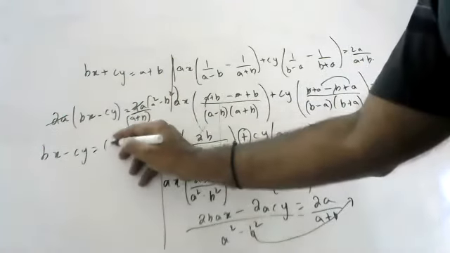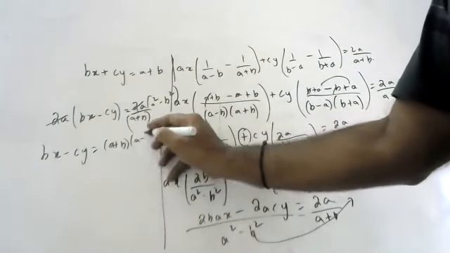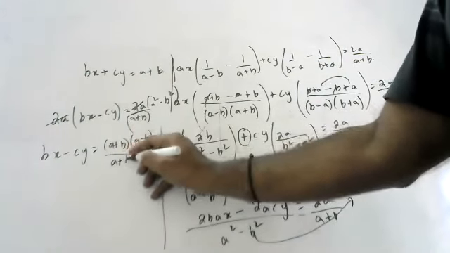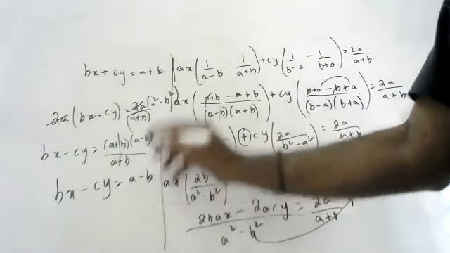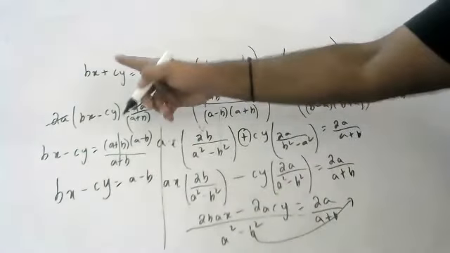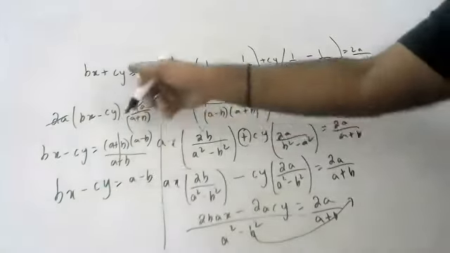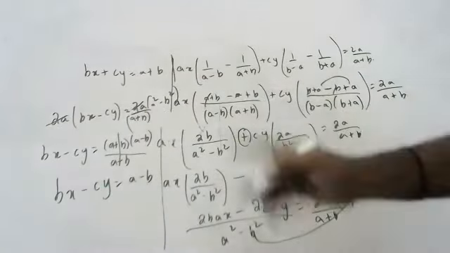What can we write, children? (a plus b) into (a minus b) by (a plus b). This gone. So what is the final equation you have? This is the final equation. This is the original equation. Now these two equations we should solve. That will be easy, children.